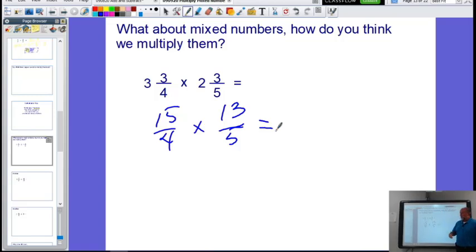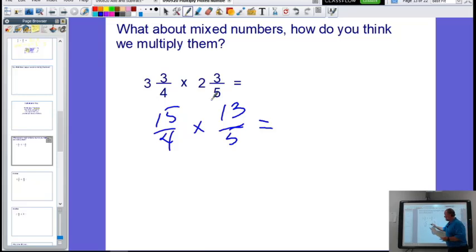Now, you can get fractions and then simplify your answer, or you could actually simplify your problem. Okay, so here's how you do that. If I have any number on top and any number on bottom that have any common factors, I can actually do the division within the problem itself as opposed to doing the division in my answer.